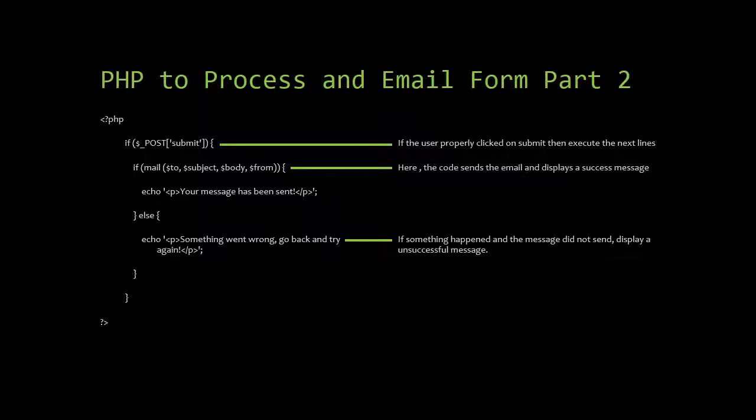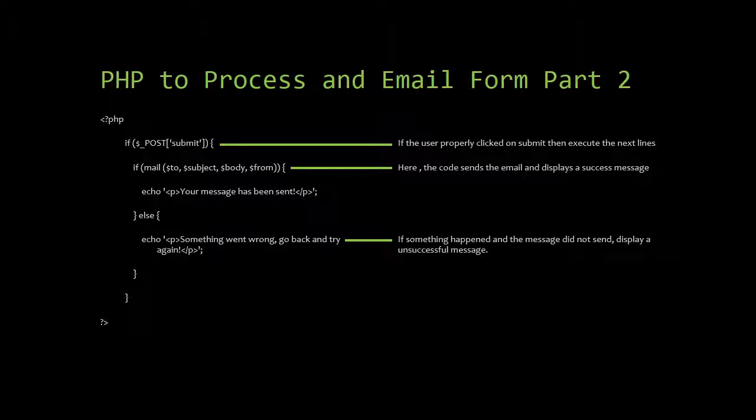Here we're saying if the code sends an email with all of the variables we created, go ahead and display a nice little success message to the user to let them know your email has been sent or everything worked out okay. In this case, the next line says echo and then paragraph, your message has been sent. Echo is just basically telling it to go ahead and display text.